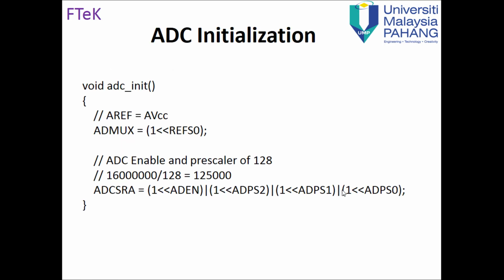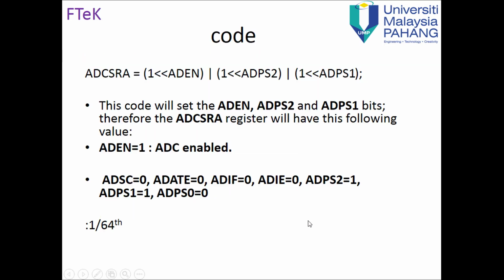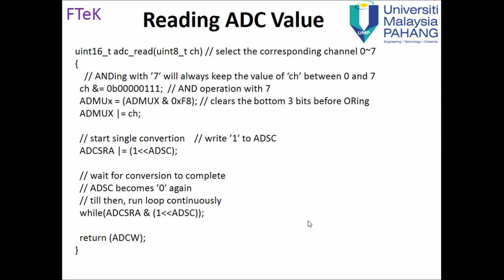Finally, as we saw previously, we always do the initialization using a special function. So we will use an ADC initial function. In this function, we will always adjust the ADMUX, enable the ADC and choose the prescaling values. Here we are giving all of them 1, so the prescaling is 128. To read the value, we will always use this function. As you see, the output of this function is 16-bit and the input is 8-bit.